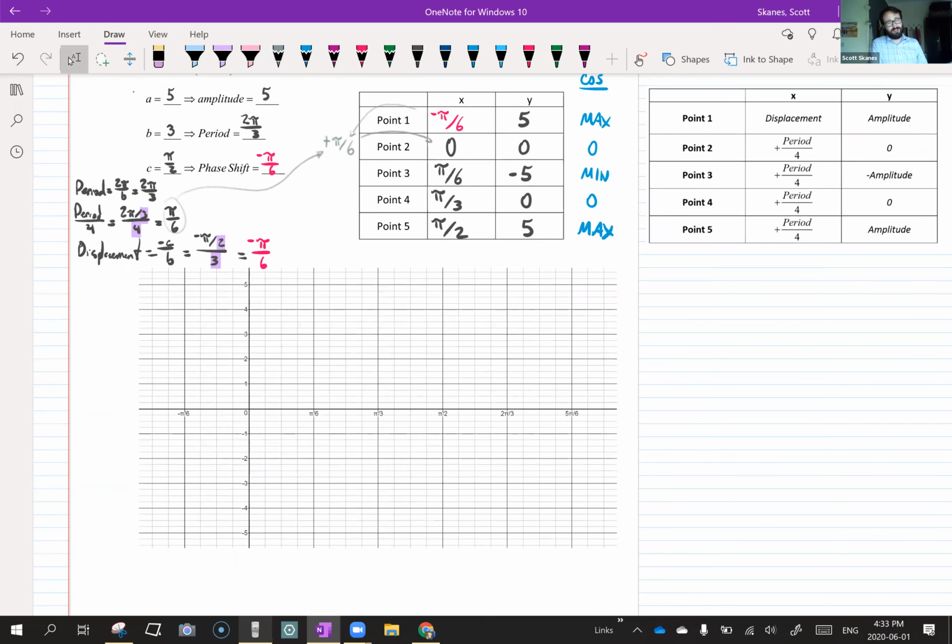It's not like you can send me pictures. Well, you can, but it's a pain in the butt. So just, you know, follow along and do your best. So negative pi over 6 and 5. Notice it's doing what I expected. Cosine starts at a peak and comes down. Sine starts at 0. 0, 0, pi over 6 and negative 5. Pi over 3 and 0. Pi over 2 and 5. After this point, I'm just going to follow the pattern.